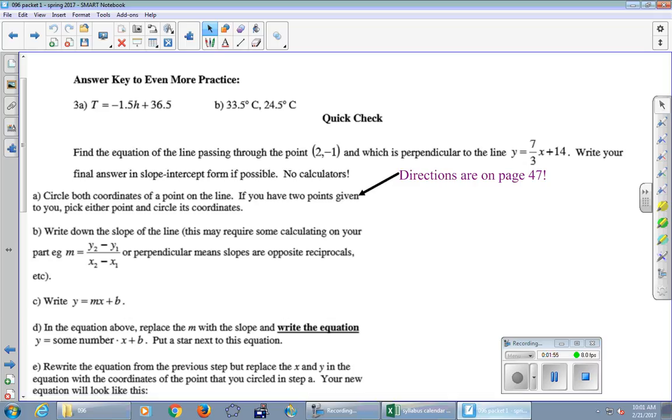Normally the quick check you do individually, but I want to do this question together because when I walked around last class, I saw that some folks were really struggling, not with the perpendicular part, there's really not that much to know about perpendicular and parallel lines, but how do you find the equation of a line when you know a point and you know the slope? And that is a fundamental intermediate algebra process, and some of us don't have it.